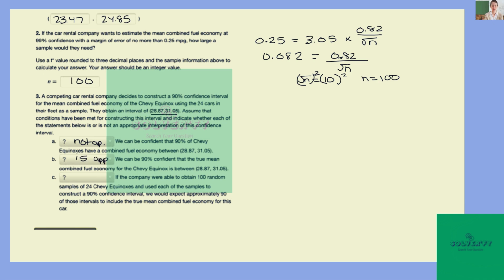If the company were able to obtain 100 samples of the 24 Chevy Equinoxes and use the samples to construct a 90% confidence interval, we would expect approximately 90 of those to include the true mean of the combined, so that would be appropriate. So I hope that this video helps.